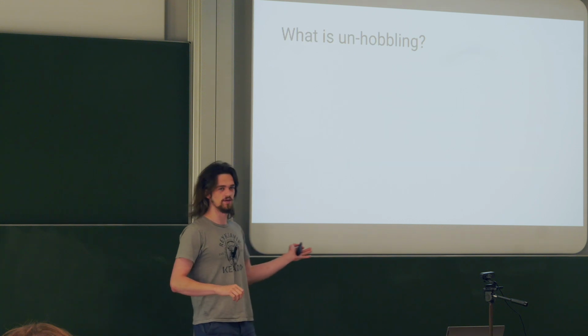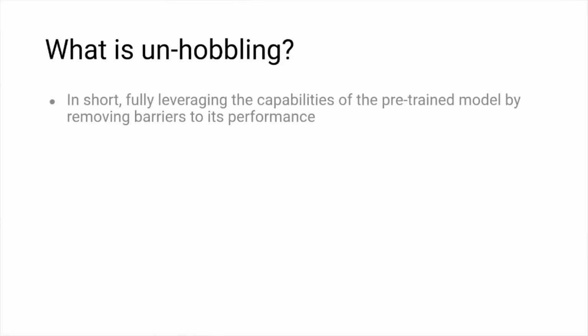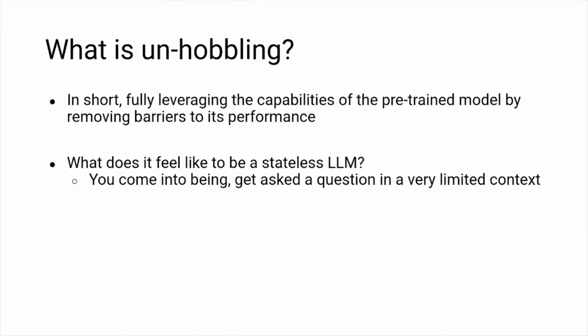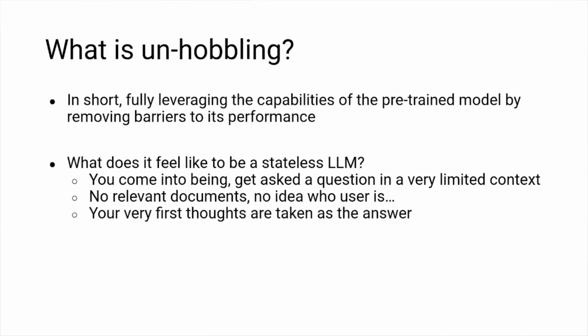Okay, so some of you might not be familiar with the term unhobbling, so I'm going to dig a little deeper into that. In short, this is basically fully leveraging the capabilities that the pre-trained models have by removing any barriers to their performance. So I want to do a little thought experiment to put yourself in the shoes of a stateless large language model. This is maybe a chat bot that's got a very sparse system prompt. So you come into being, you get asked a question, and you get asked this question in a very limited context. You have no relevant documents. You have no idea who's asking you this question or what their actual goals or needs are. And if you don't have a chain of thought, your very first thoughts are taken as the answer. Maybe if you're doing chain of thought reasoning, you can think a little bit and then respond. But this is really restrictive.